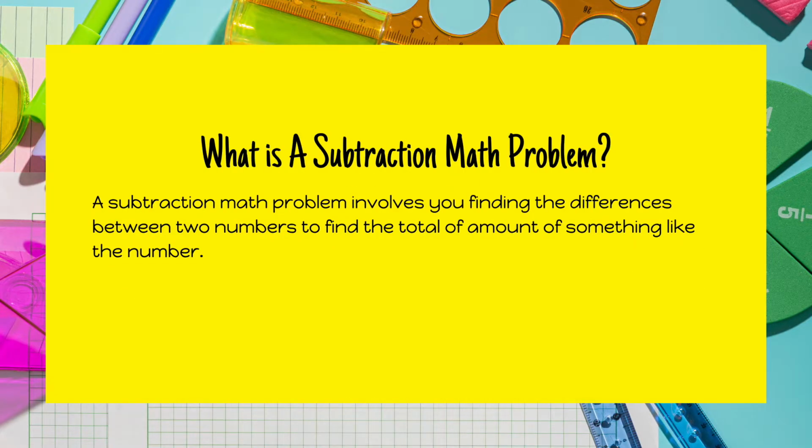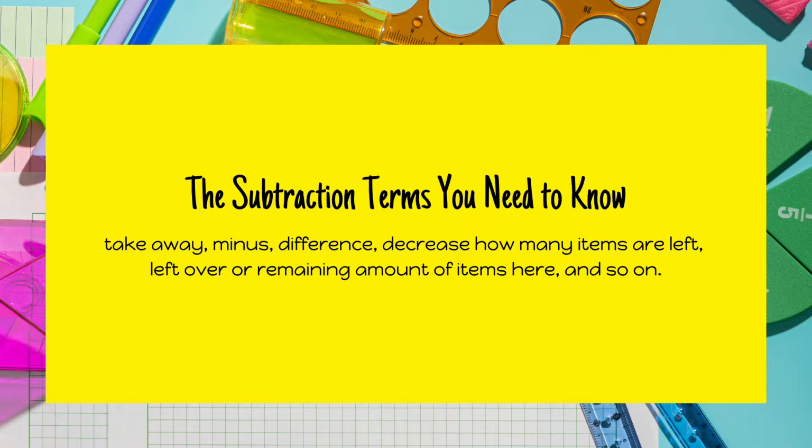What is a subtraction math problem? A subtraction math problem involves finding the difference between two numbers to find a total of something like the number. Now, here are the subtraction terms that you're going to learn when you are solving subtraction math problems: terms like take away, minus, difference, decrease, how many items are left over, or remaining amount of items, and so on.